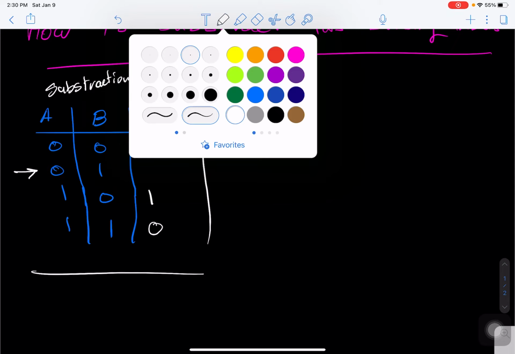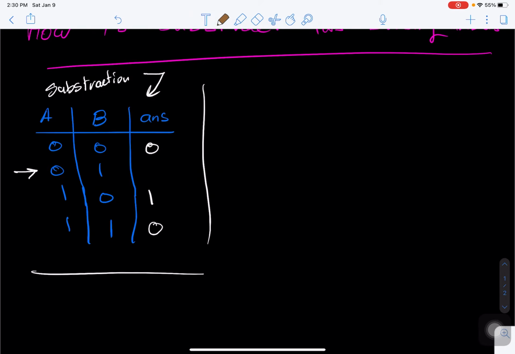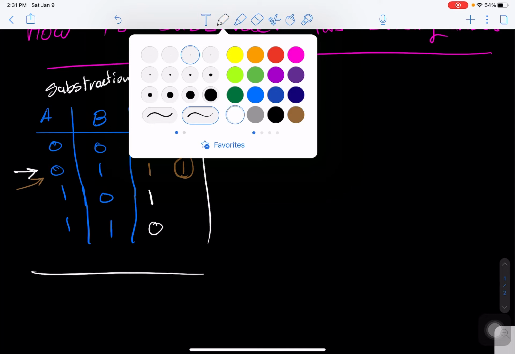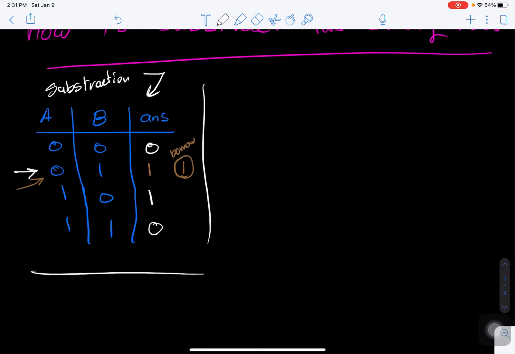The other one is 0 minus 1. When you subtract 1 from 0, it's going to be 1, and then you borrow 1 from the next binary number. I'm going to show it in an example pretty soon so you can see and understand how that works. Let's do a couple of simple examples and then go from there.